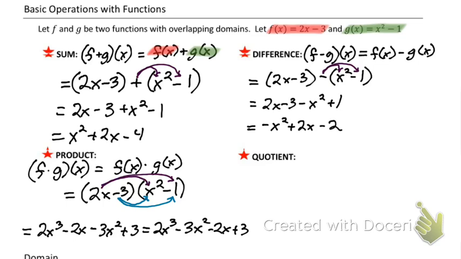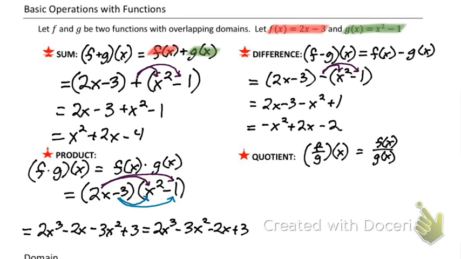All right, quotient is the most weird of them. If you're multiplying, adding, and subtracting two things, that's all good and said. But when you divide by something, we run into a problem with our denominator. So our quotient is going to look just like the other ones, except we're going to have a division. So we're going to have f divided by g of x, which is the same thing as f of x over g of x.